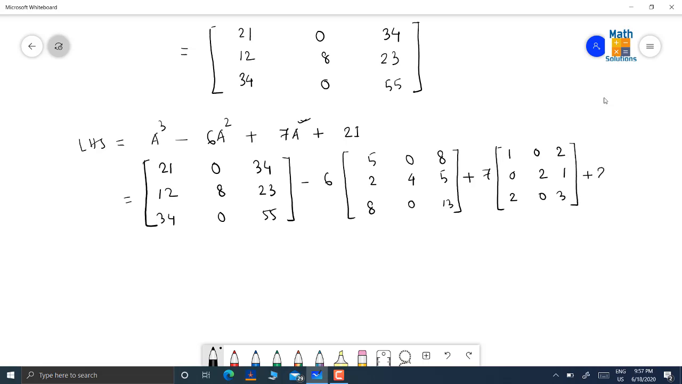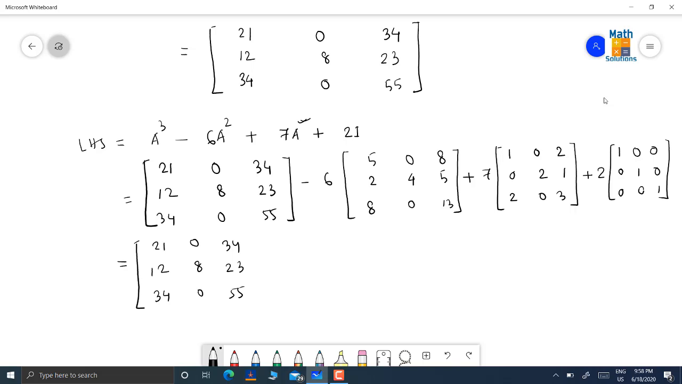After that plus 2I. What is I? Of course the order 3 identity matrix we have to consider here, then only further simplification will be possible. So the order 3 identity matrix is this: 1, 0, 0, then 0, 1, 0, sorry, so it is 0, 0, 1. So when we simplify this further, we shall be getting 21, 0, then 34, then 12, 8, 23, then 34, 0, 55 minus 6. Actually 6 will be the scalar term here. This will be getting multiplied with this entire matrix with all the elements.